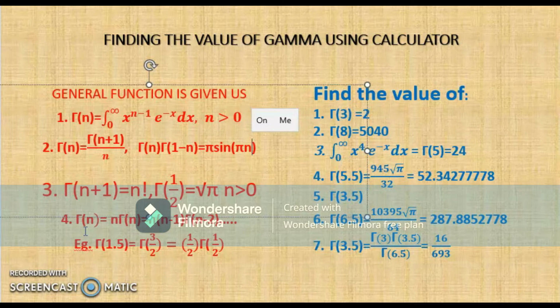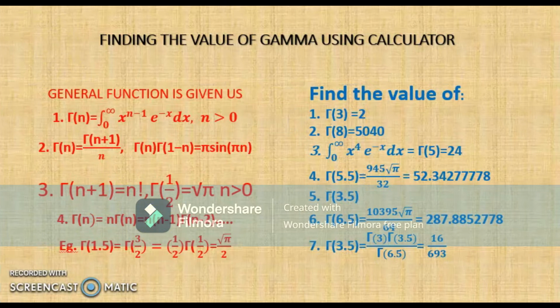But in the case where I've been given something more than half, for example 1.5, that is equal to 3 on 2. I can express it as 3 on 2 minus 1, which is half, times gamma of 3 on 2 minus 1, which is also half. I know my gamma of half is root pi, so I just fix it inside. Then I take half times root pi, which gives me root pi on 2.